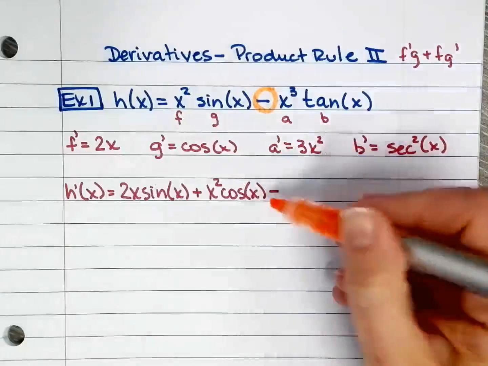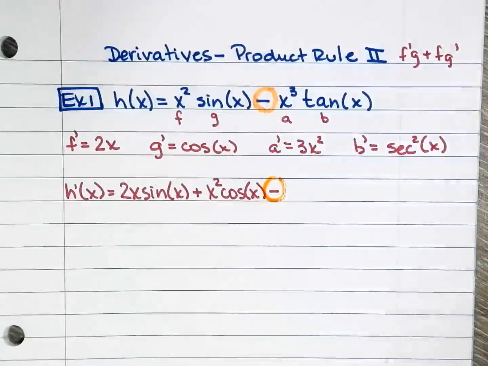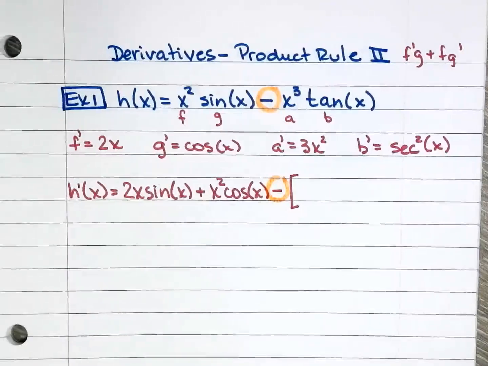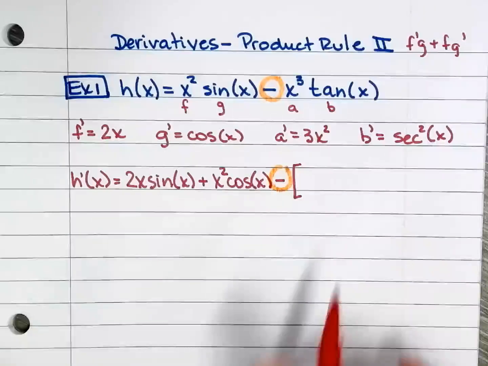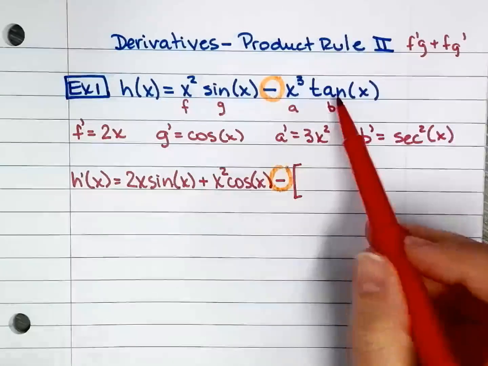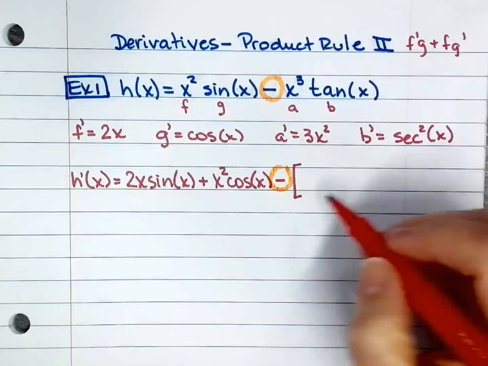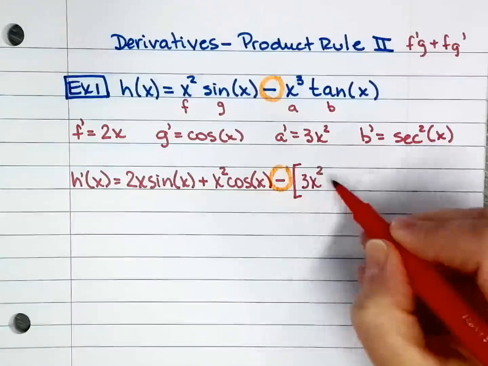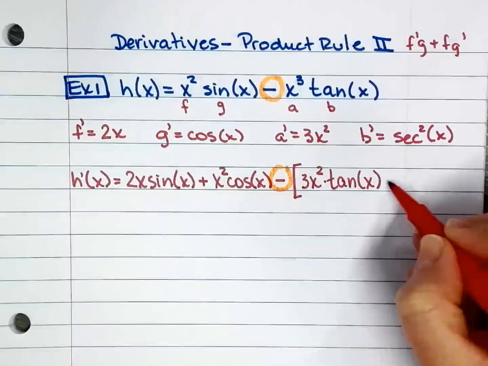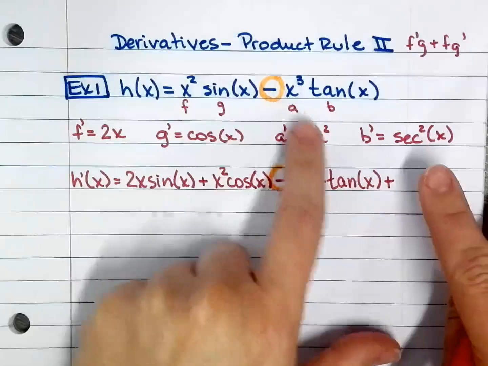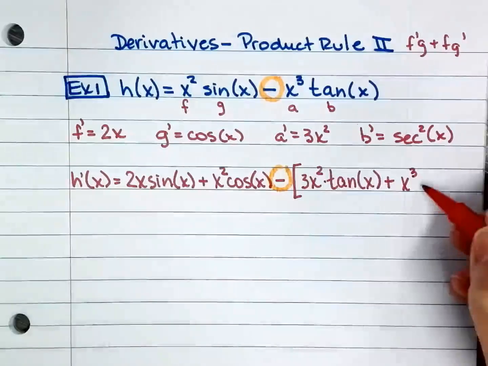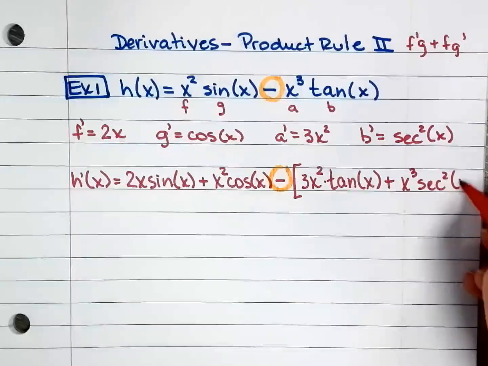minus. Now just open a bracket here just to make sure that I will remember to distribute that negative right there. So here we go. A prime b, so this times this. So a prime is 3x squared times b, b's tangent of x, plus a b prime. A is x cubed, b prime is secant squared of x.